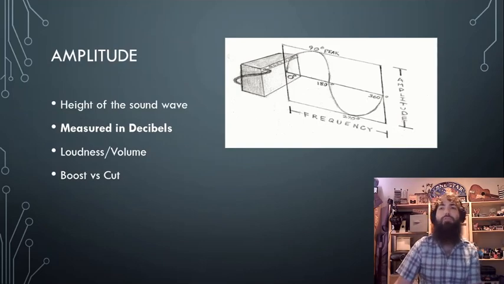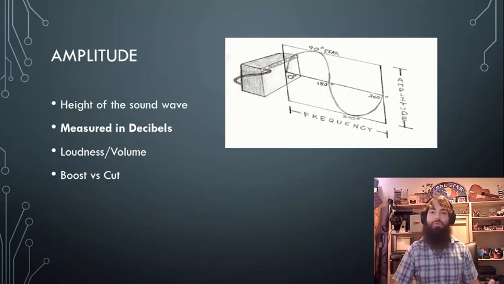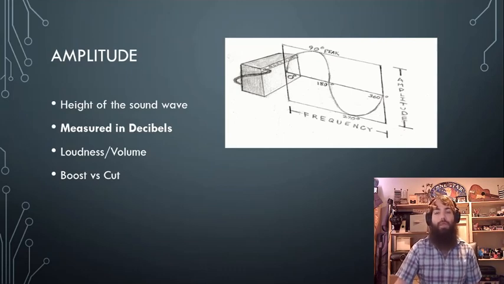Amplitude. Amplitude represents the height of the sound wave. It's measured in decibels, and it represents the loudness or the volume. We can either boost or cut the volume or the amplitude. As you see here, amplitude is just the height of the sound wave. So that means we're getting a lot of compression here, and we're getting rarefaction here. The amount of compression is the amount of amplitude, and the amount of rarefaction is also the amplitude, just negative.